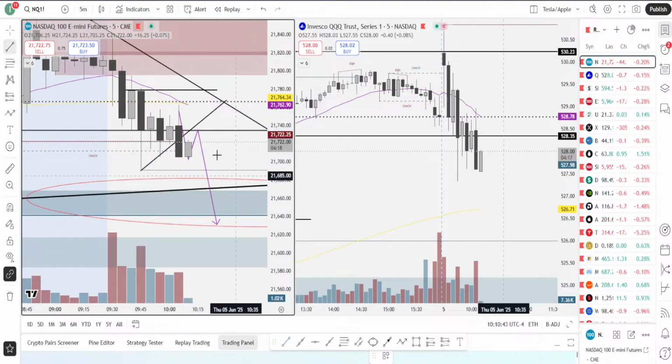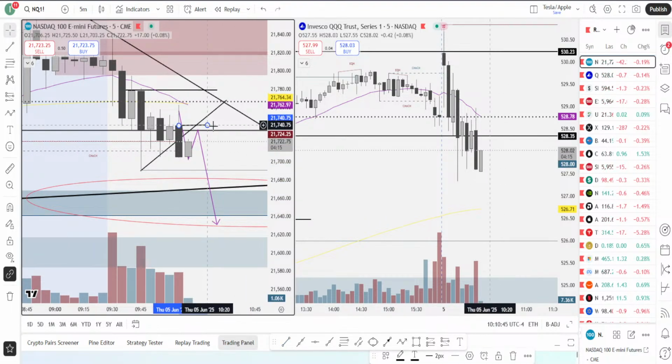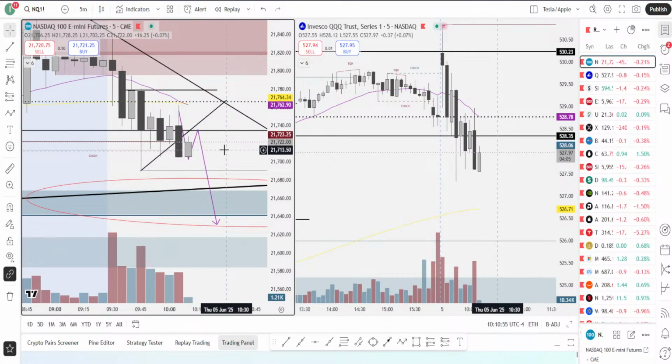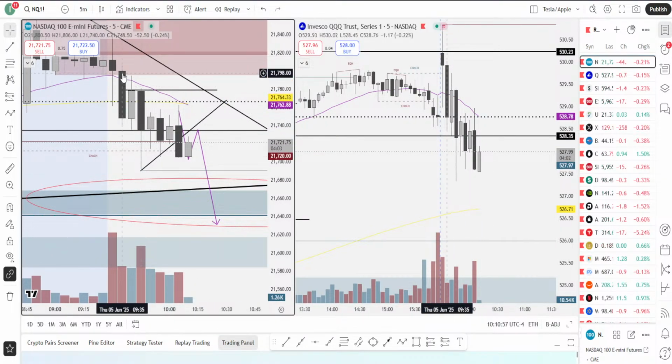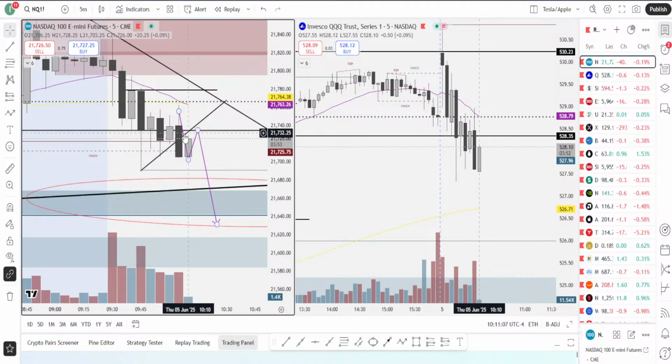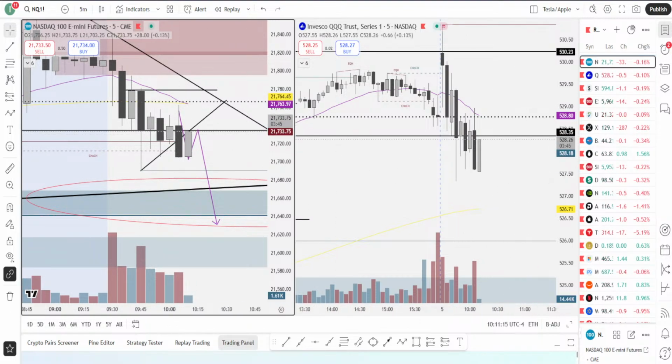Now, if we close above this candle open, then I'll say, okay, we think we're in trouble. But as long as we don't, notice none of these bullish candles have closed above the open of a previous red candle. So as long as the sellers can continue to hold that position there, should be all good.